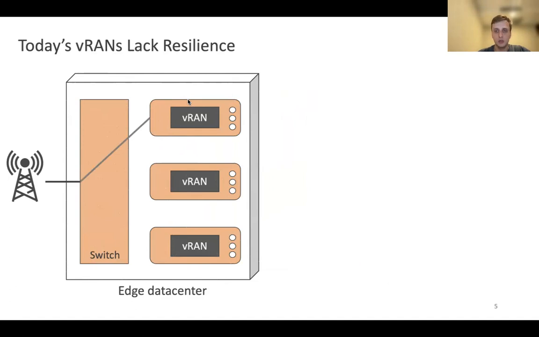One of the biggest issues with today's VRAN architectures is that their deployments lack resilience, the ability of the system to tolerate faults and undergo software updates with zero downtime. If a server running an instance of VRAN crashes, it will cause all connected cell sites to shut down.